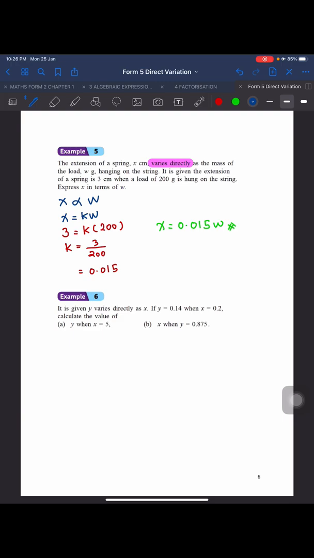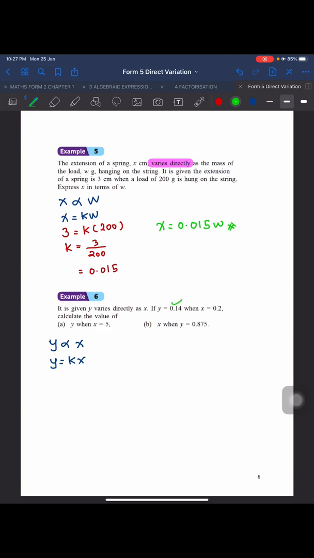We proceed with example 6. It is given that y varies directly as x. If y equals 0.14 when x equals 0.2, calculate the value of y when x equals 5. So first, you try to write this relation. We know that y varies directly as x. Then change this form into equation form. y equals kx. Then we need to find the value of k.